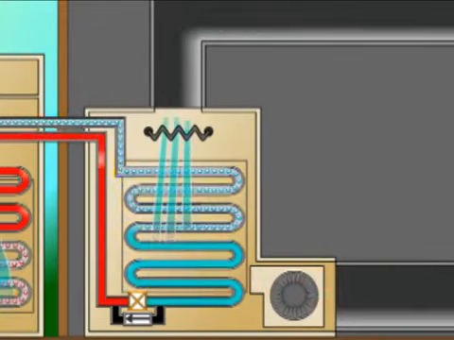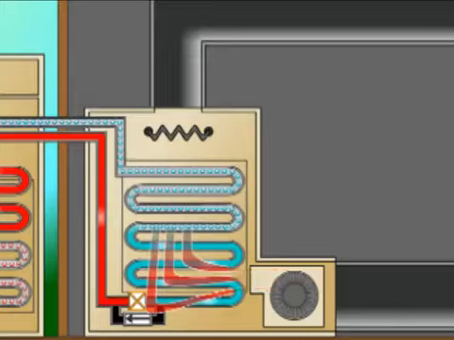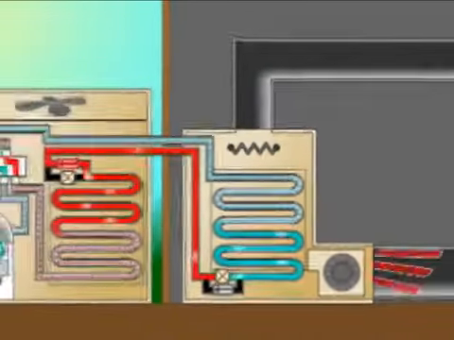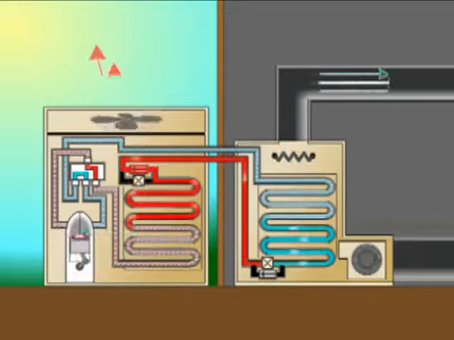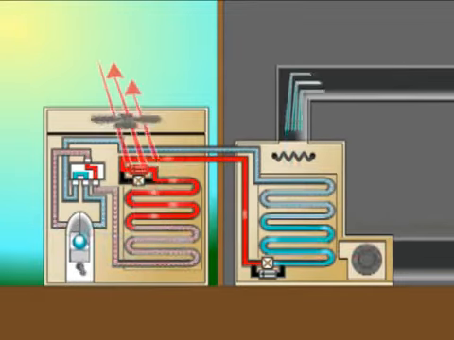In addition, the cold evaporator collects moisture, which provides dehumidification for the home. The refrigerant then travels back to the compressor, where the process is repeated over and over again.